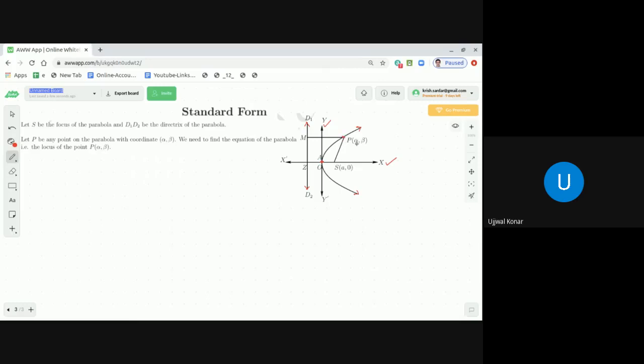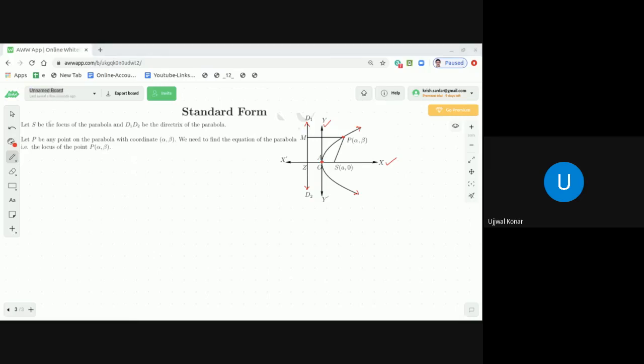That we need to find, the locus of the point alpha comma beta. Correct, dear students? So how we are going to find it out? As you understood, the generic form will be very simple.